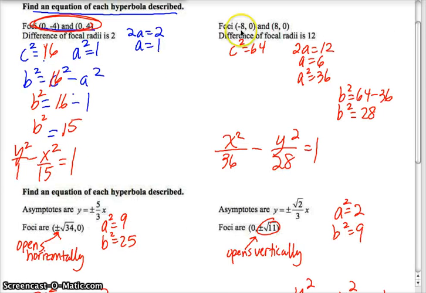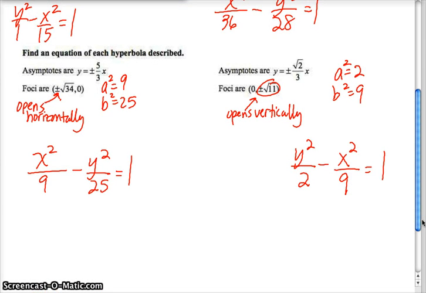Okay, the final three. The next one says my foci are negative 8 and 8. I square the 8, I get 64. That means my distance c squared is equal to 64. Difference of focal radii is 12, therefore a equals 6, so a squared is 36. I plug it into b squared equals c squared minus a squared to get b squared is 28. Remember, you don't need to take the square root because we put a squared and b squared under these. Why is my x squared quantity first? Because my foci are on the x-axis. Therefore, this is my major axis, or it opens horizontally. So x squared over 36 minus y squared over 28 equals 1.